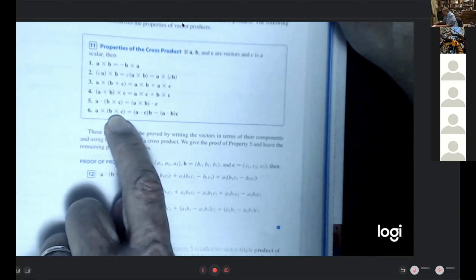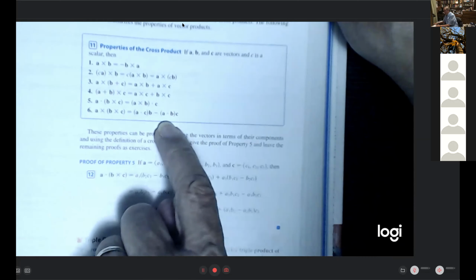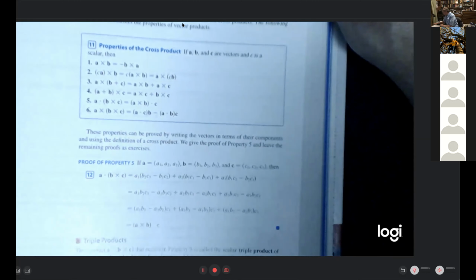Well, one thing you should notice here is they are in the same order. And then this turns out to be an important one, but we won't see that for a while. This is taking a cross product of a cross product and changing it into dot products. You need to learn those rules.